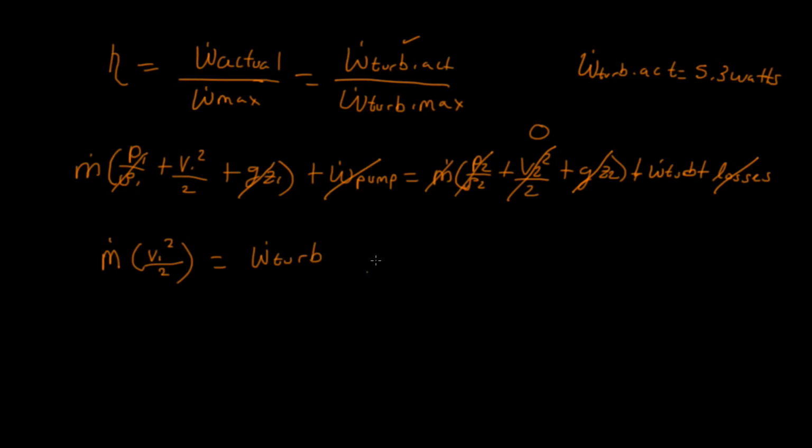Now this looks a lot simpler, and this makes sense. We have some fluid flowing at some velocity with some mass flow rate, and that's the only thing that's happening in my system. That's going to turn a shaft, and it's going to give me my work of our turbine. That makes perfect sense.